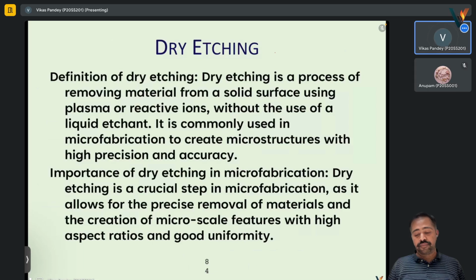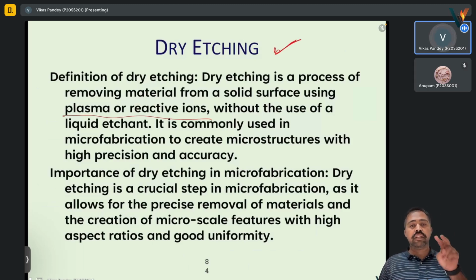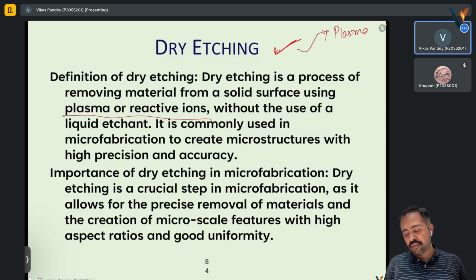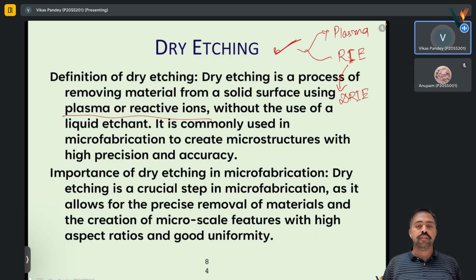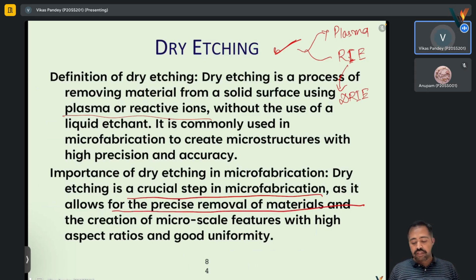Second is dry etching. So how is this done? It's a process of removing material using plasma or reactive ions. Dry etching is of two types, plasma and reactive ion, RIE. Again, reactive ion etching is further modified to give us deep reactive ion etching that uses the Bosch process that we discussed, a consecutive layer of passivation and removal that will give a very good aspect ratio over multiple cycles. Dry etching is quite crucial in microfabrication, as it allows for precise removal of materials and creation of micro scale features with high aspect ratio and good uniformity, unlike wet etching.